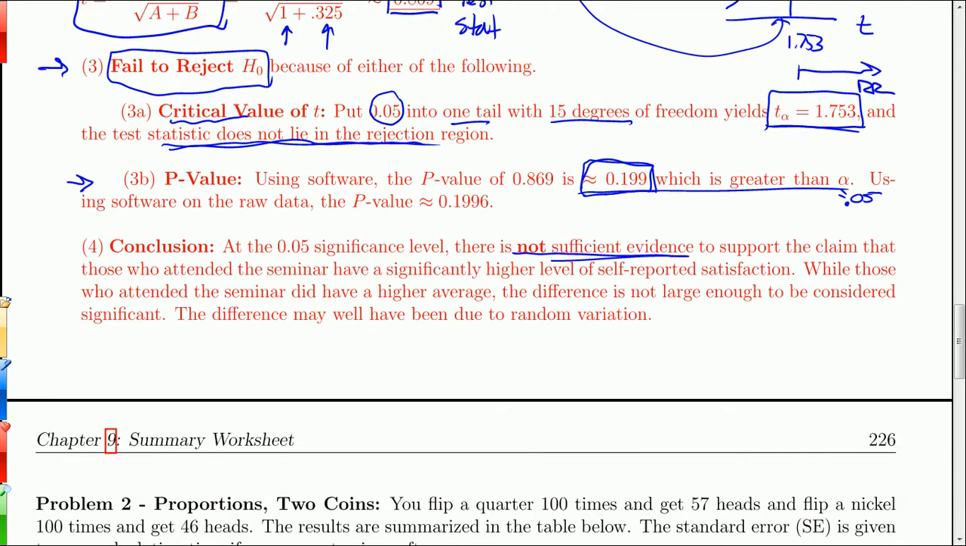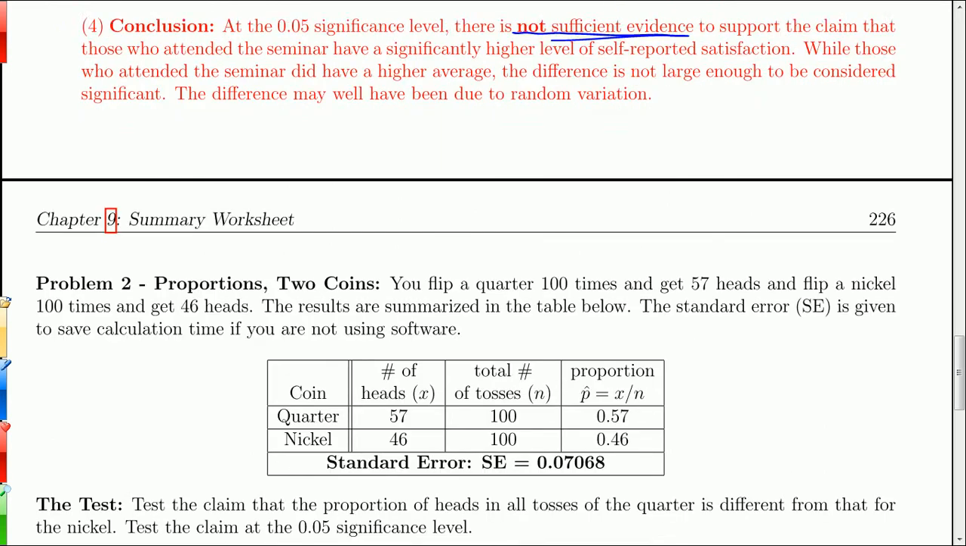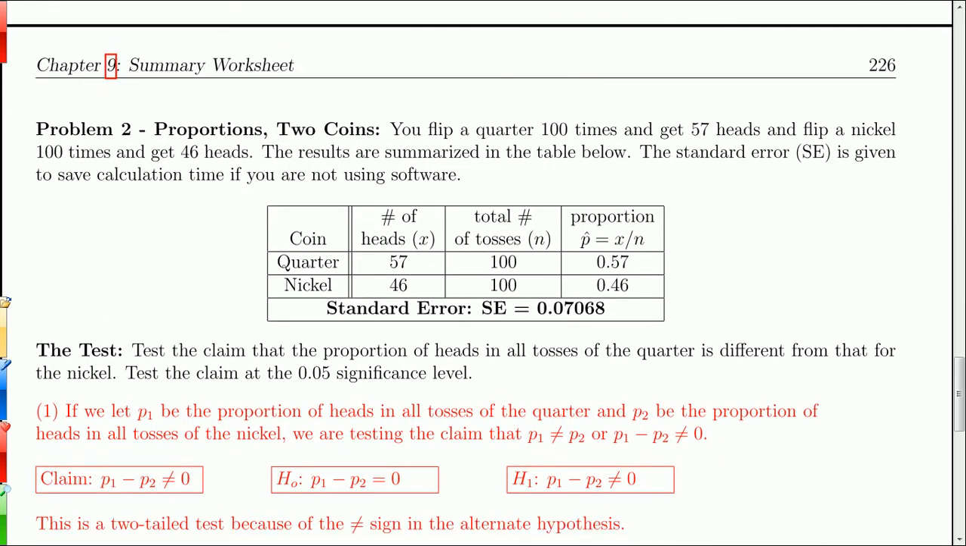All right, so those are means. We had the paired data and the independent data. So now we'll do a problem about proportions. That's from chapter 9.3. Suppose we have 2 coins. We have a quarter. We flip it 100 times. We get 57 heads. You flip a nickel 100 times and you get 46 heads. The results are summarized in this table. The standard error is given.